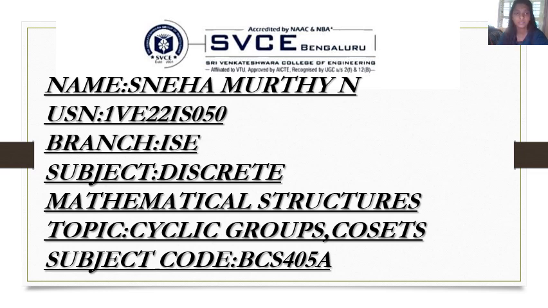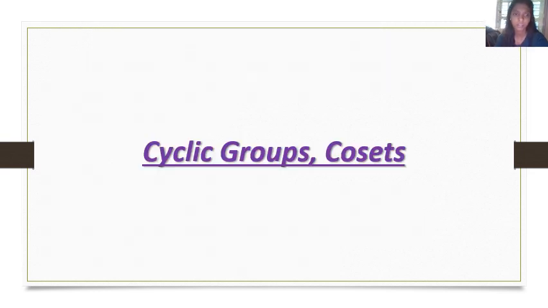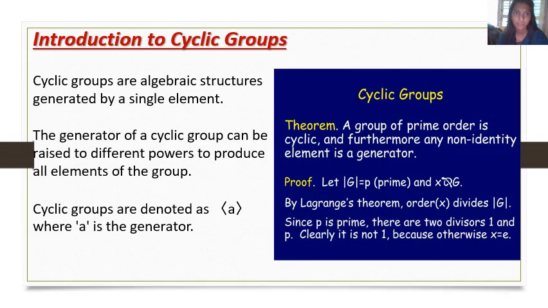The topic today we are going to discuss is discrete mathematical structures, and the topic is cyclic groups and cosets. Here the subject code is BCS405A. The topic is cyclic groups and cosets. First is introduction to the cyclic groups.